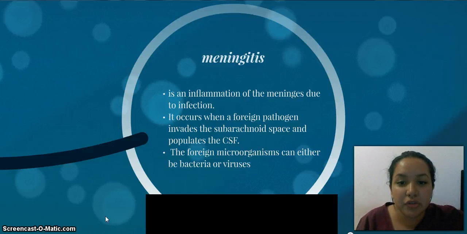Meningitis is an inflammation of the meninges due to an infection. It occurs when the foreign pathogen invades the subarachnoid space and populates the CSF. The foreign microorganisms can either be bacteria or viruses.